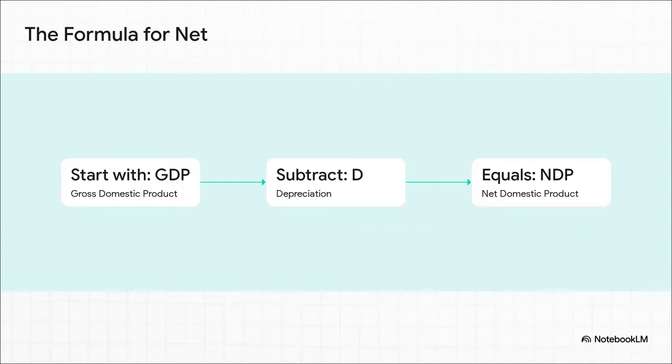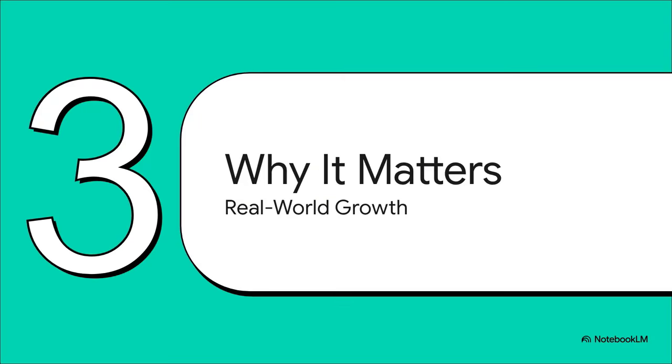And the formula here is thankfully about as simple as it gets. You just take your gross domestic product, your GDP, you subtract the total value of depreciation, and what you're left with is called the net domestic product, or NDP. That's it. So we've got GDP, GNP, gross, net.